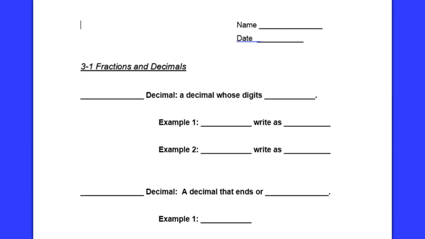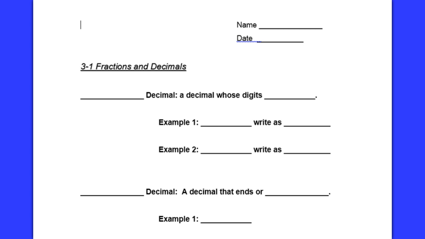We are going to dive right into Chapter 3, Section 1, Fractions and Decimals. We're going to explore some relationships between the two and be able to identify some of the interesting patterns that happen, and some vocabulary you need to be aware of here.